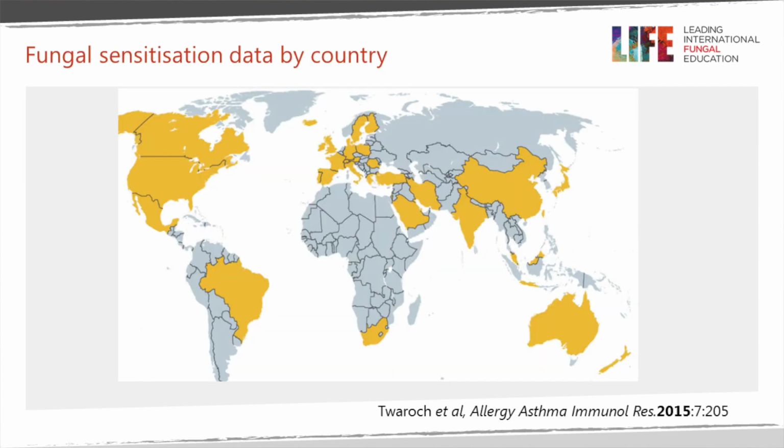We're missing sensitization data from a large number of countries. You can see most of Africa apart from South Africa, most of South America apart from Brazil. So until this work is done, actually we won't have a really good estimate of the number of patients with ABPA and SAFs in many countries.